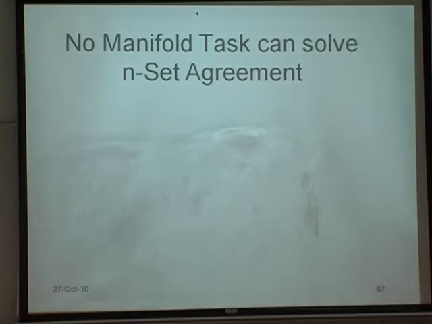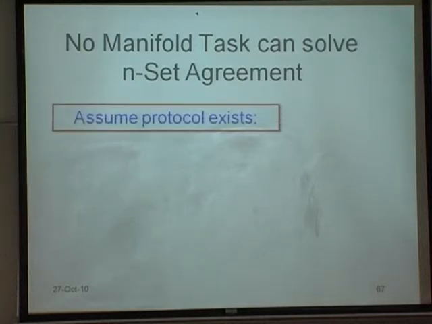What I want to do now, so everything I've done here is sort of elementary, combinatorial, undergraduate level, fooling around with simplexes and graphs. Now I'm going to relate this to distributed computing and show you that no manifold task can solve n-set agreement. Remember, where n is n plus 1 processes, and n-set agreement means they agree to discard one value. And so we'll assume that a protocol exists by way of contradiction.